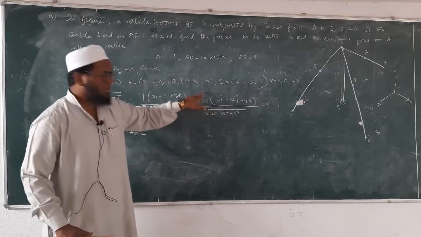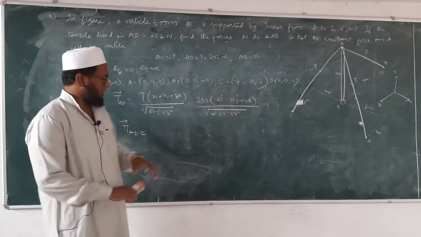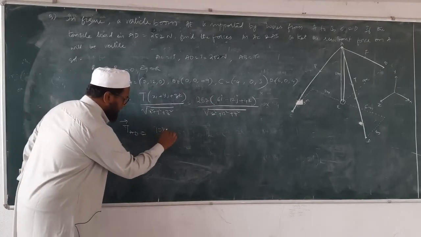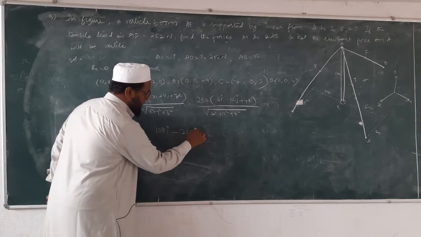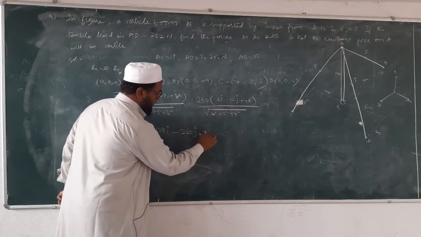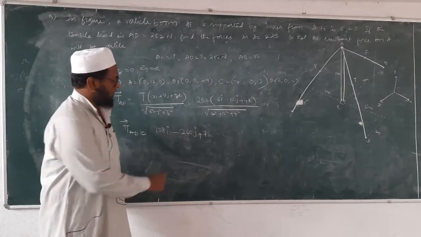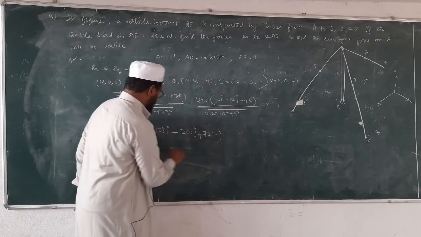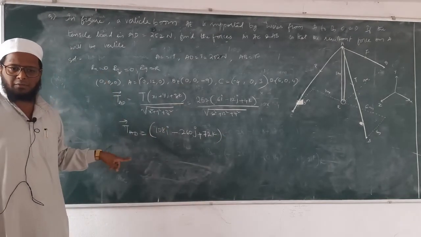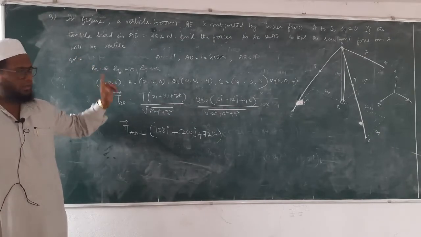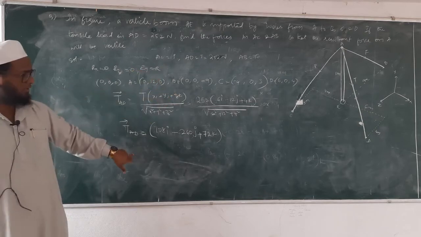This entire value is 18, no? So 18 into 6 is how much? 108 I, minus 216 J, plus 72 K. Okay, we got the force vector AD also. Previously we got the force vector PAC. Now similarly we'll calculate force vector AB. Okay, copy down this one, then we'll move further.